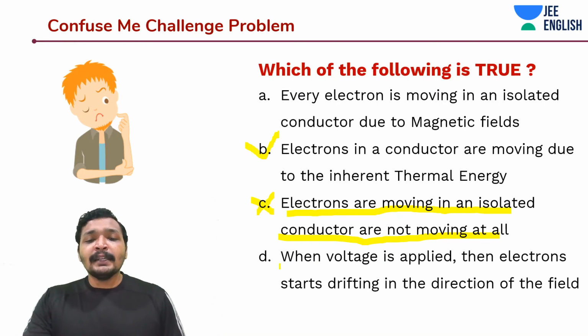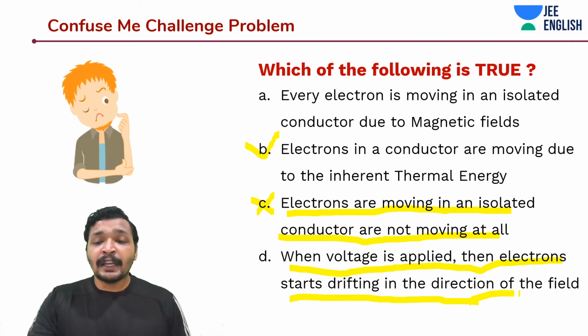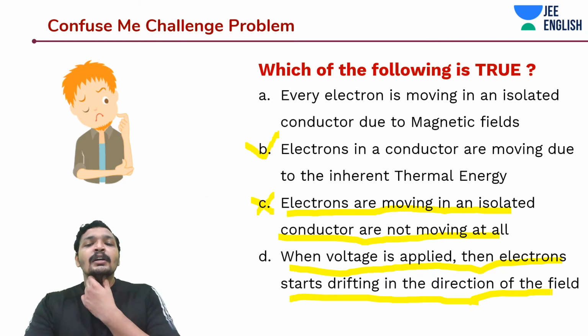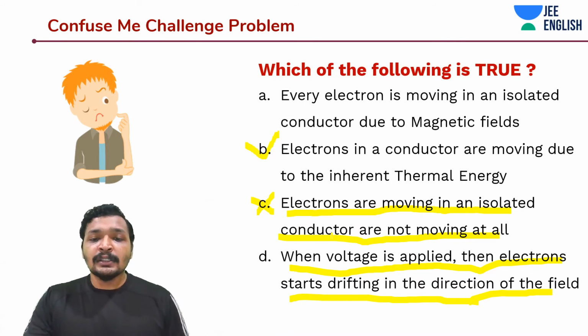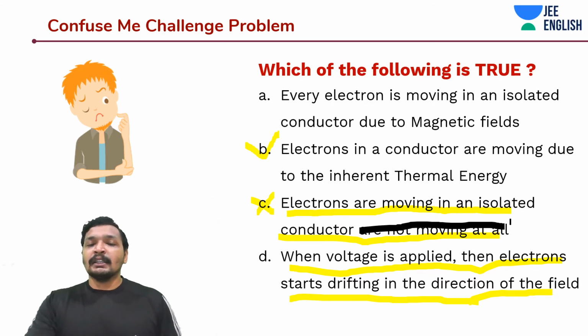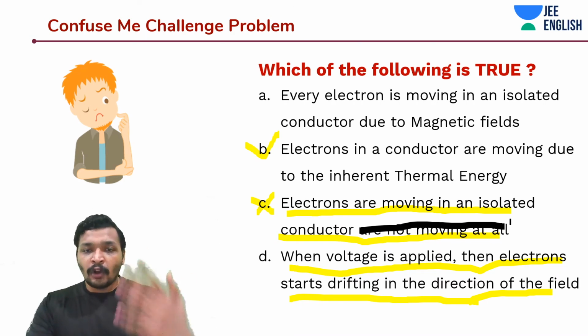When voltage is applied, the electron starts drifting in the direction of the field. We just studied this. When we apply a voltage, the electron will start drifting. Okay, electrons are moving in an isolated conductor. So C is also false. Just ignore this part. Electrons are moving in an isolated conductor due to the inherent thermal energy. So option B is correct.